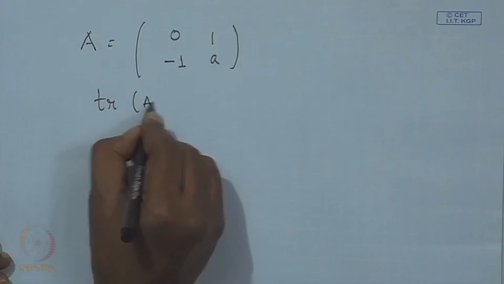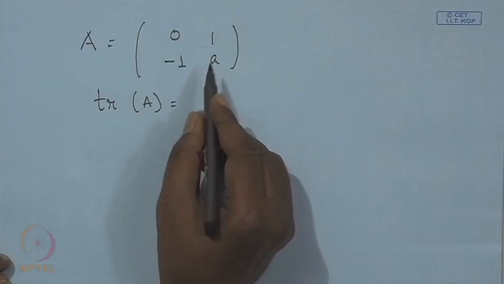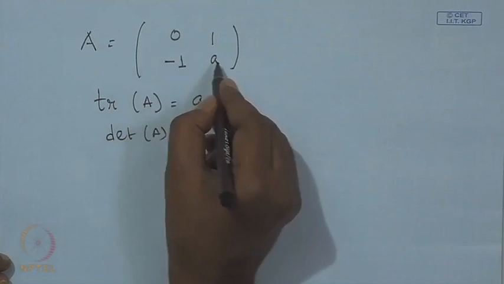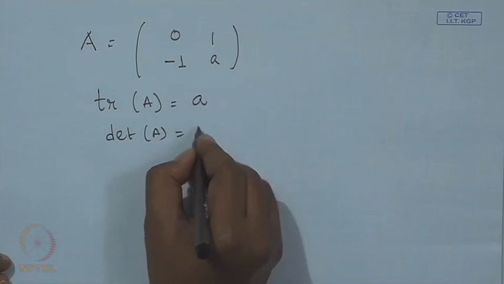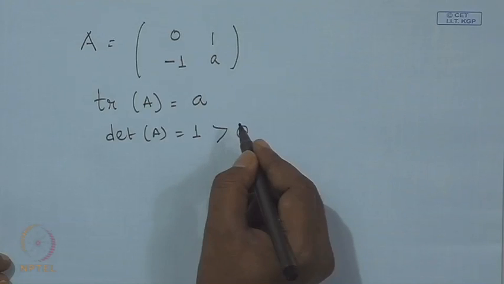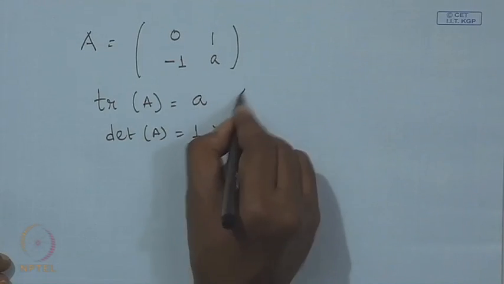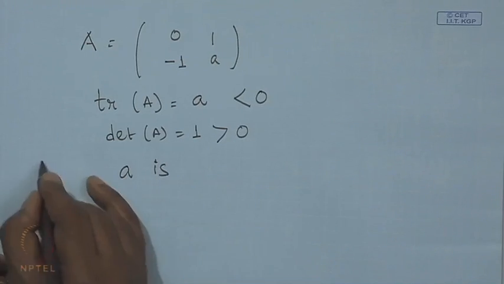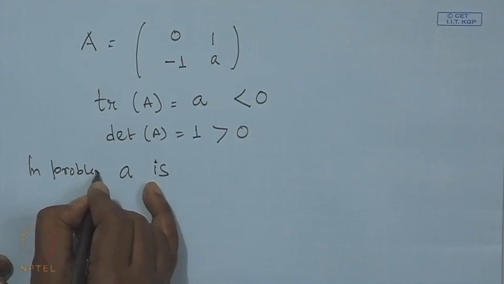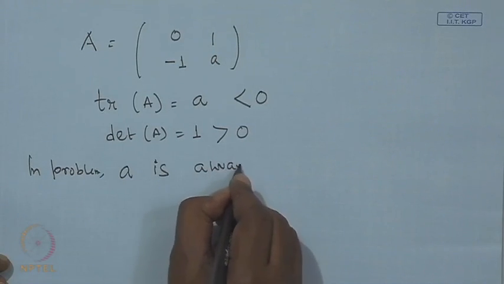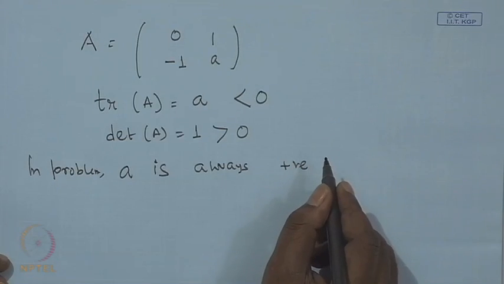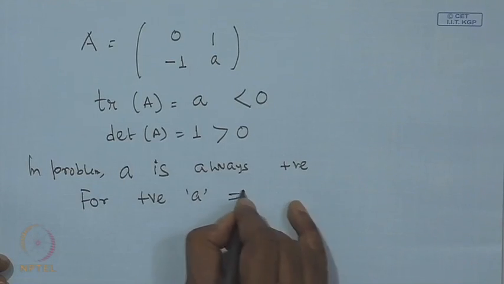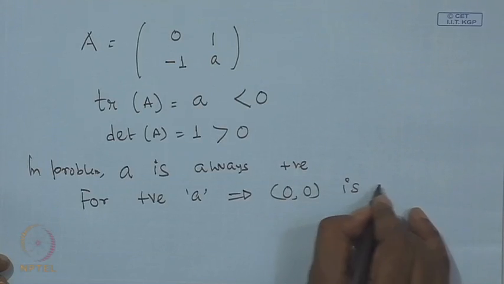So, evaluate trace of A. The trace of A is a summation of the diagonal elements. So, it becomes a, and on the other hand determinant of A becomes 0 into a, that is 0, minus minus, plus. So, it will be 1. Now, determinant of A is positive, but trace of A should be negative. But in the problem it was given that a is always positive. So, therefore, for positive a, the steady state (0, 0) is unstable.